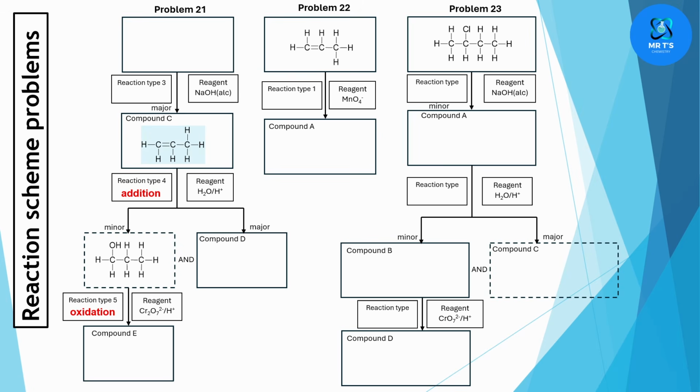Now we know that this was an addition reaction. Therefore, the next one we can do is we can see this is an alcohol and it has a reagent of acidified dichromate added to it. And we remember that acidified dichromate reagent is used to oxidize alcohols. And because this is a primary alcohol, this is going to turn this alcohol functional group into a carboxylic acid functional group. So we're going to get this propanoic acid produced. We can also work out what compound D is if we know that it's the major product compared to the minor product from this addition reaction.